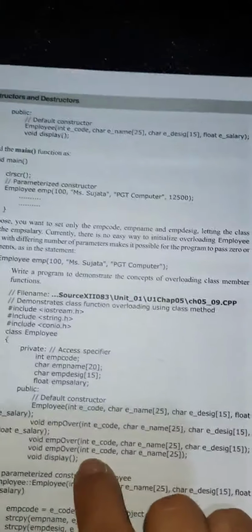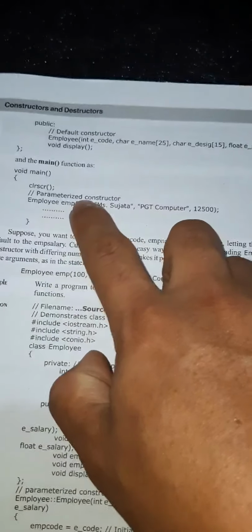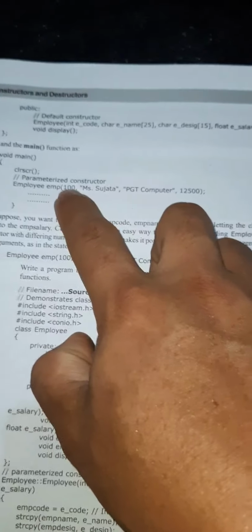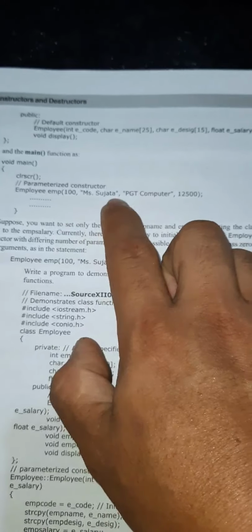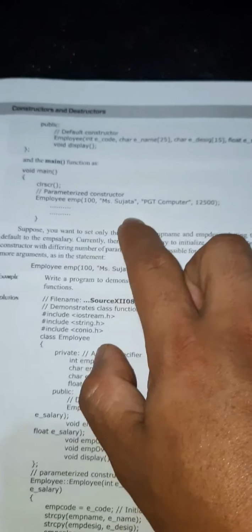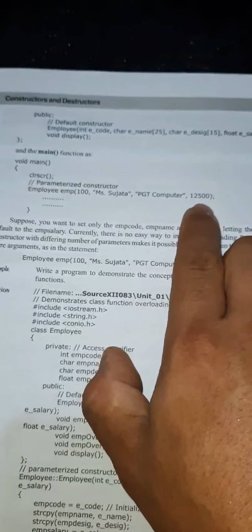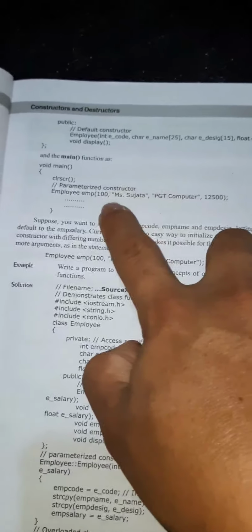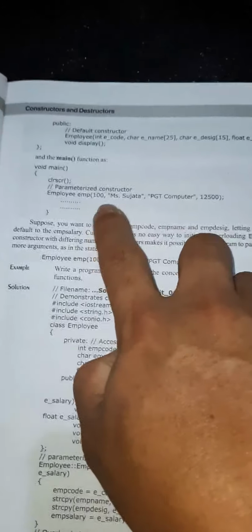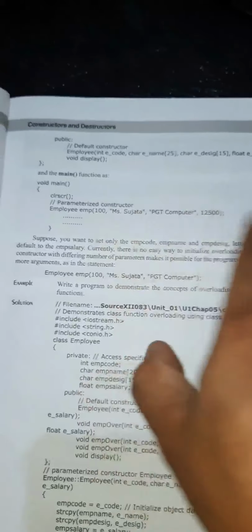Okay, so it may be that the first employee, if it is 100, the next employee will be 101. If the first name is Miss Sujata, the second name will be Ramesh, right? But the employee salary might be the same. So what happened is that, how many parameters here? 1, 2, 3. How many arguments here? 4 arguments. Okay, so it has to accept, declare 4 parameters.